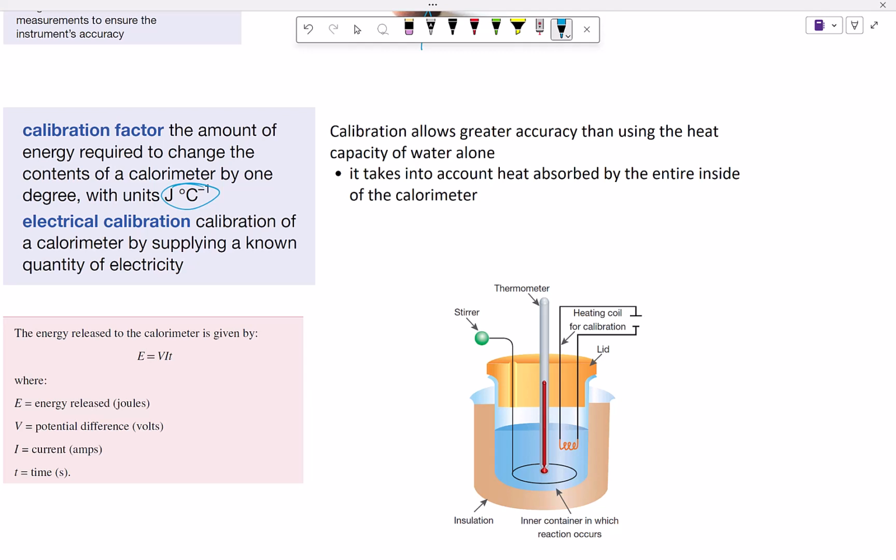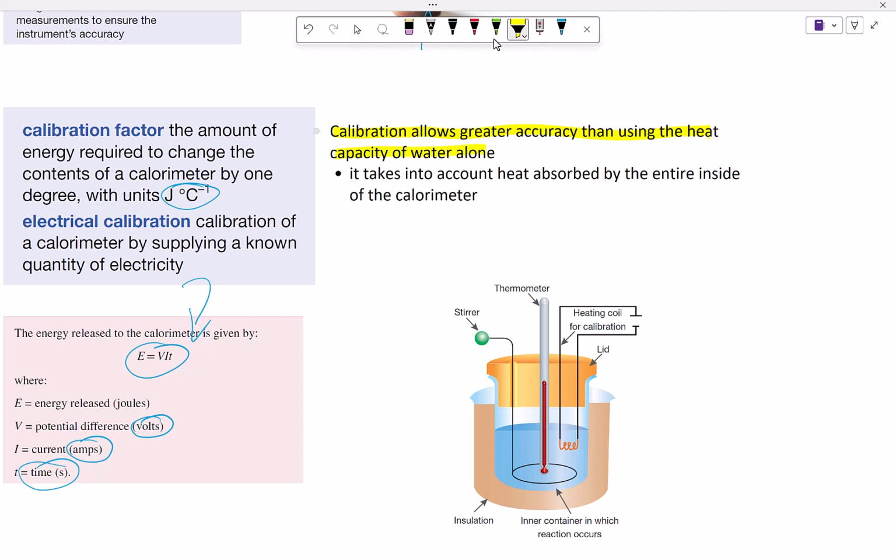That is this formula here. So the energy release would be the potential difference, so the volts that are applied, the current that's used, and how long it's gone for. So we put that in, and then we'll get an idea of what the calibration factor is. And as it says here, the calibration allows for greater accuracy than just using the heat capacity of water alone. So it's giving you more consistent results.